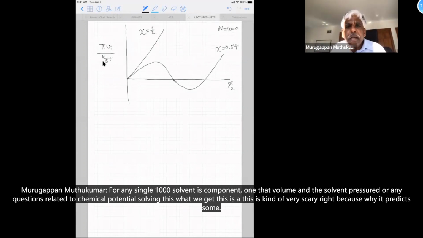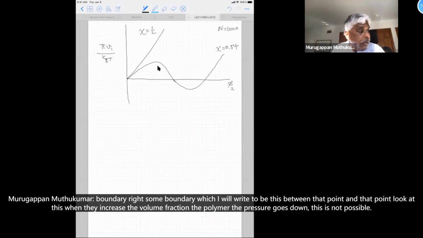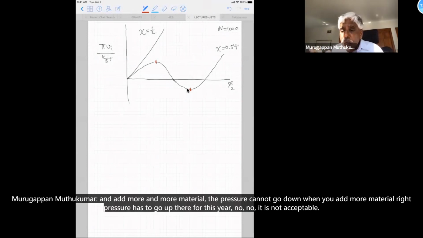This is very scary, right? Because it predicts some boundary, which I would write to be between that point and that point. Look at this. When I increase the volume fraction of the polymer, the pressure goes down. This is not possible. When I add more and more material, the pressure cannot go down. When I add more material, pressure has to go up. Therefore, this is not acceptable.